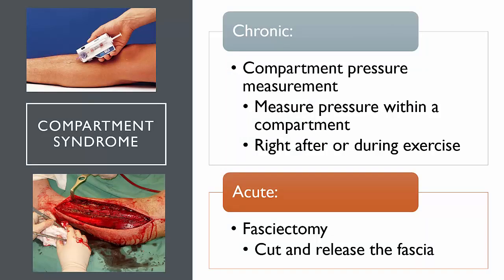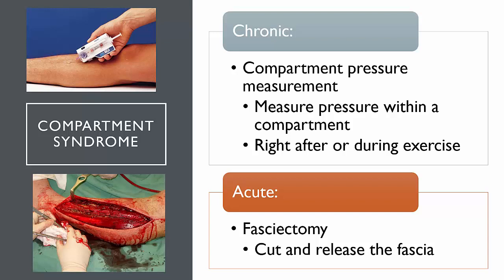Physical examination of acute and chronic compartment syndrome is necessary to determine the cause and treatment. For acute compartment syndrome, it is imperative that our patient goes to an emergency department immediately if there is a concern about acute compartment syndrome. This is a medical emergency. A doctor will measure the compartment pressure to determine whether an individual has acute compartment syndrome.